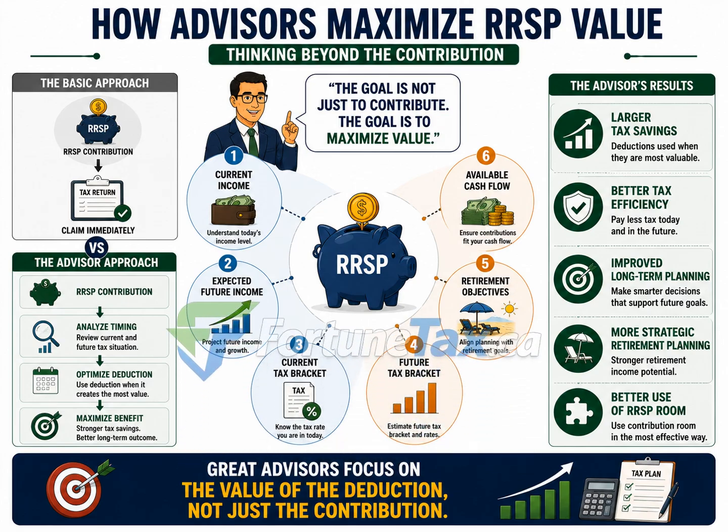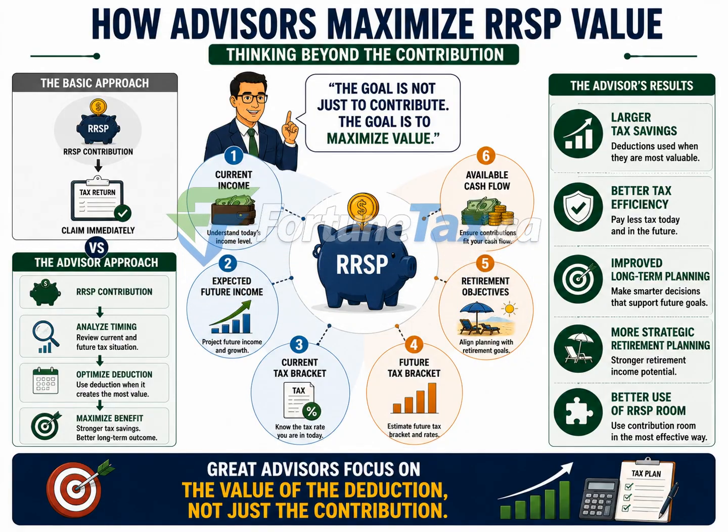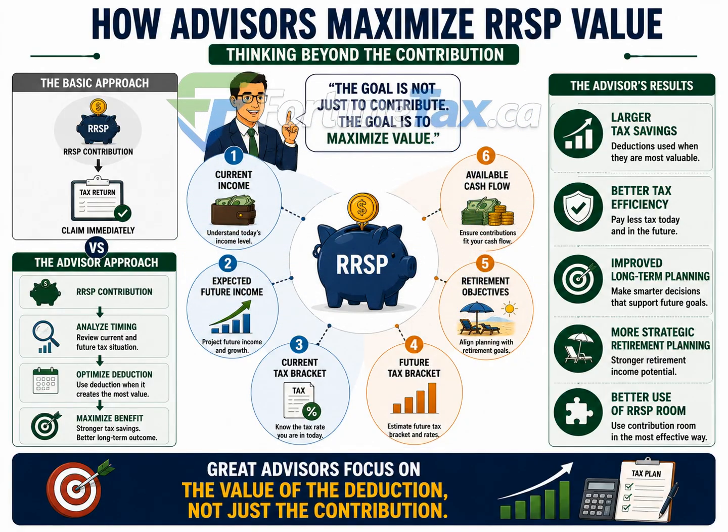Let's begin with the first factor, current income. Before making any recommendation, an advisor wants to understand how much income the client is earning today. Current income affects tax brackets, deduction value, cash flow needs, and overall planning opportunities. The second factor is expected future income. Will the client's income remain stable? Will it increase significantly? Will there be a major business event, sale, or transition in the future? Future income expectations often influence whether a deduction should be claimed now or preserved for later.